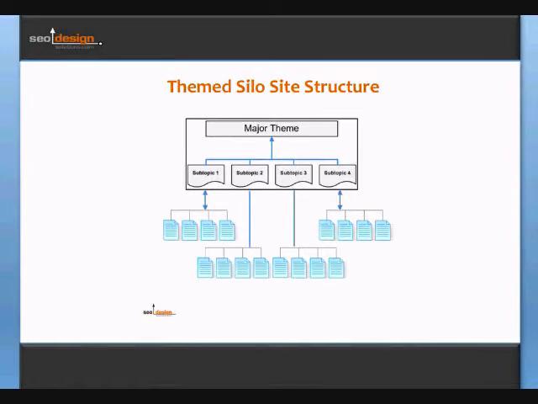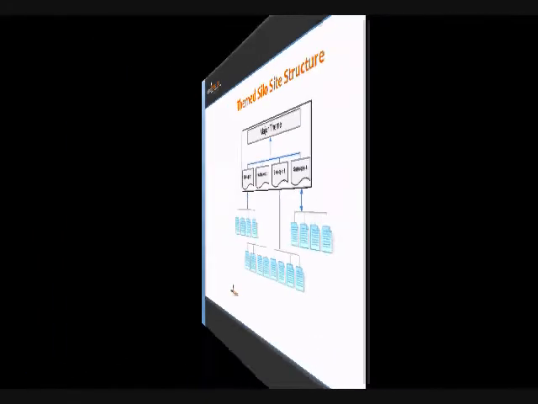From there, you're going to have your subtopics, subtopic 1, 2, 3, and 4, and then under those you're going to have supporting articles. So the actual theme is the topic. The silos are essentially the supporting articles or subfolders or subdomains that you utilize in order to reinforce relevance through the entire site structure.